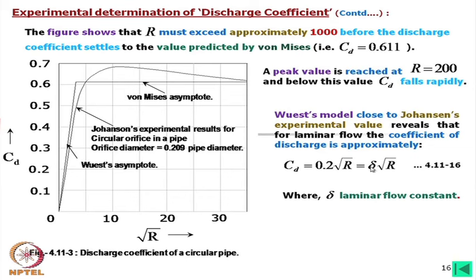Now, why have we used delta here? Normally for hydraulic oil we can use 0.2, but depending on the oil, this value is different.